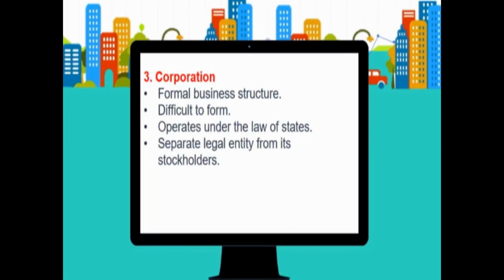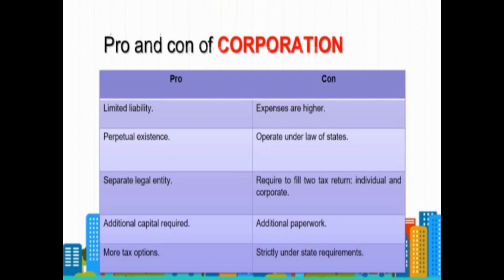Okay, so let's see the third one. Okay, the third types of organization is corporation. Okay, corporation ni a formal business structure lah. It's very difficult to form because it's operate under the law of state, and then they separate legal entity from its stockholder. Maksudnya separate legal entity ni dia tak satukan. Personal is personal, shareholder is shareholder, stockholder is stockholder. Maksudnya dia berbeza lah. Dia tak macam partnership dengan sole proprietorship tadi.